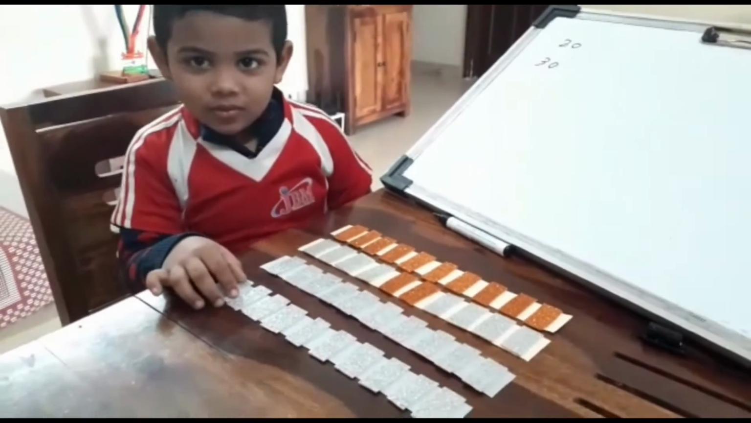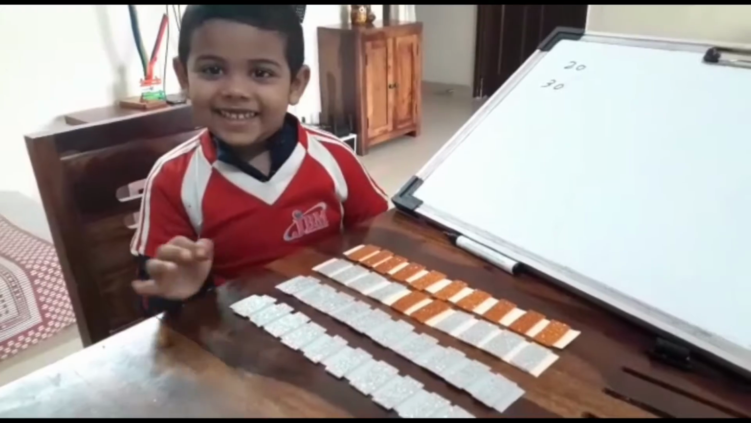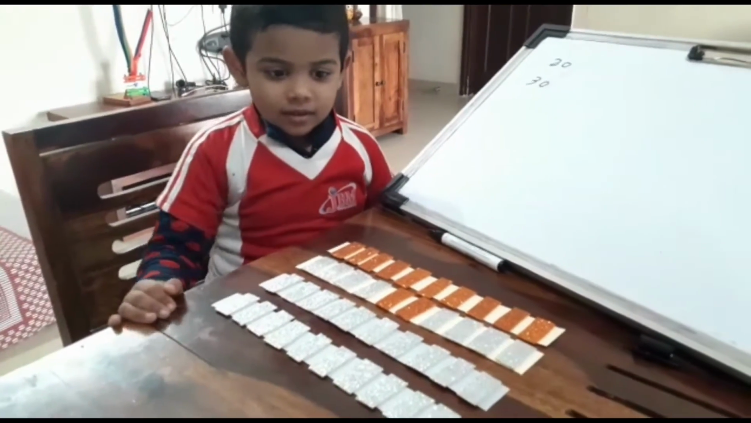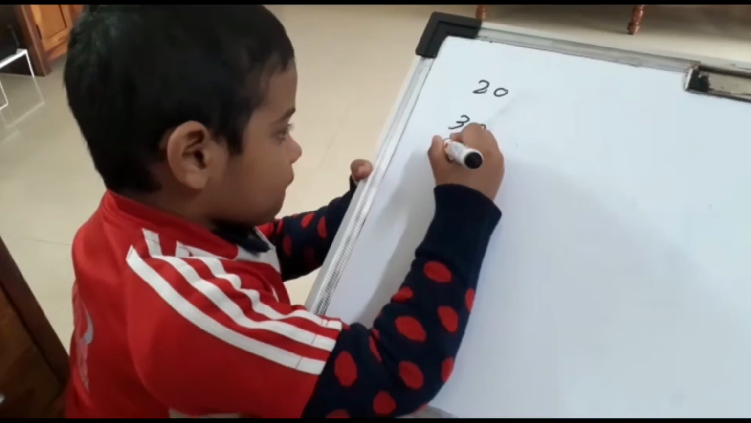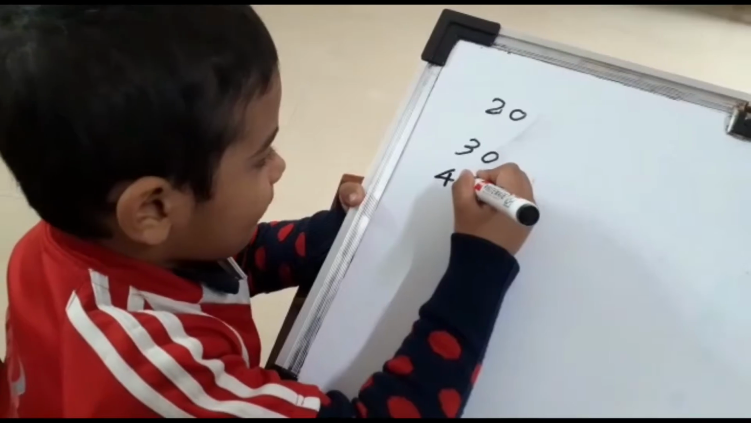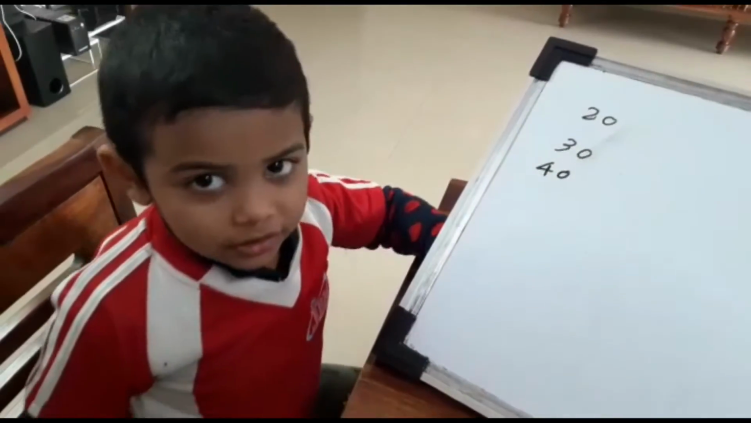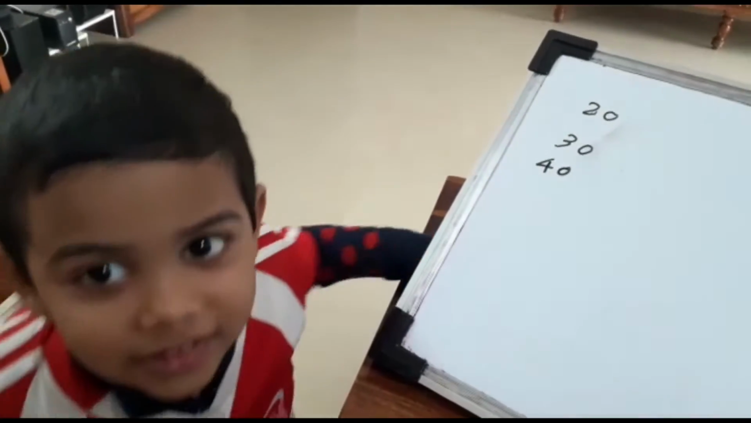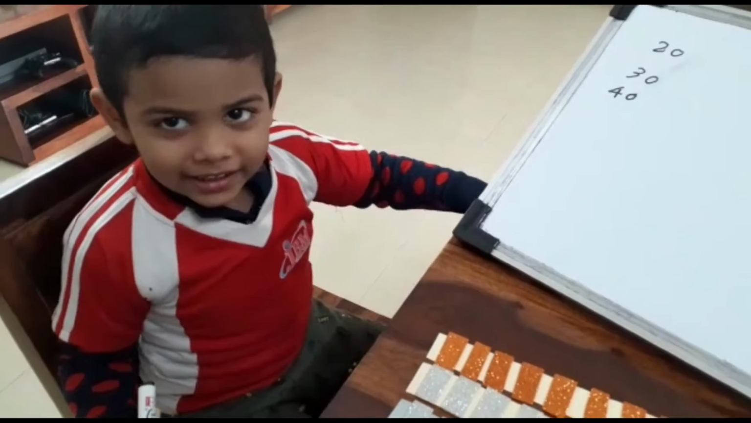1, 2, 3, 4. 4 tens. 4 tens will become 40. How do you write 40? 4. Read, please. 4, 0, 40.